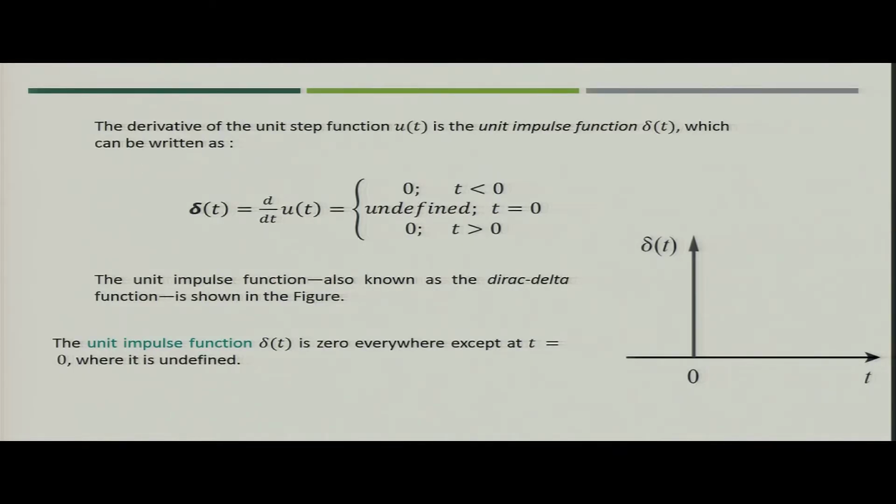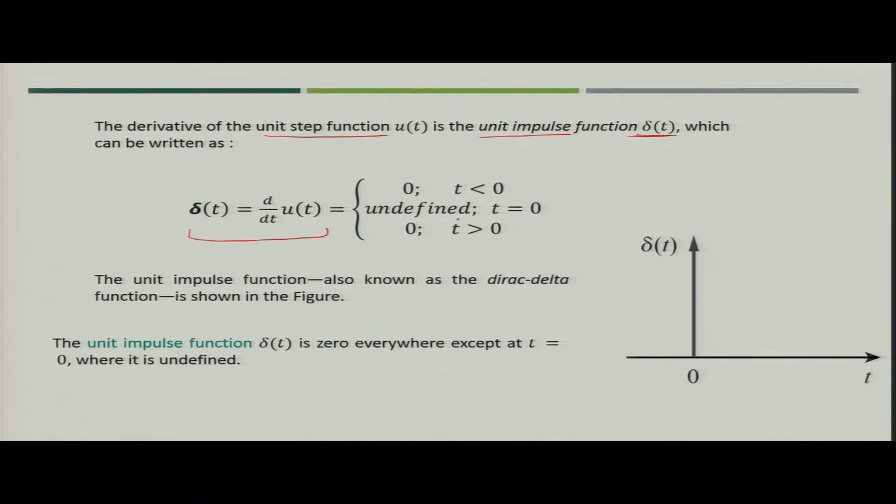Now, the derivative of the unit step function is the unit impulse function. You generally represent it as delta(t). How will you represent it? You will say delta(t) is nothing but the derivative of the unit step function, and it has value 0 when t is less than 0, and it is again 0 when t is greater than 0, because the unit step function at time t greater than 0 is 1.